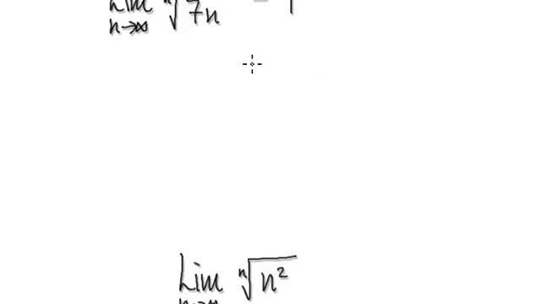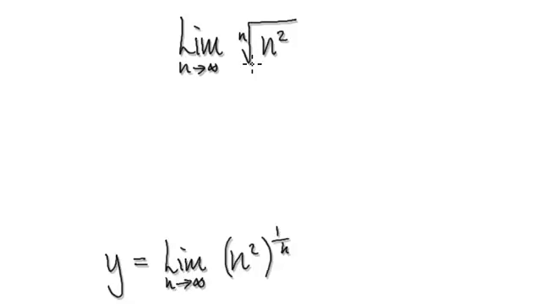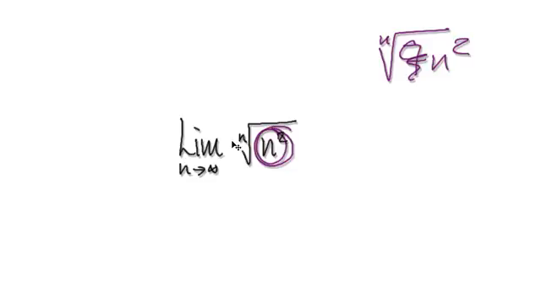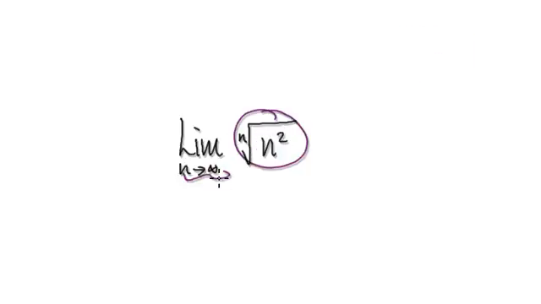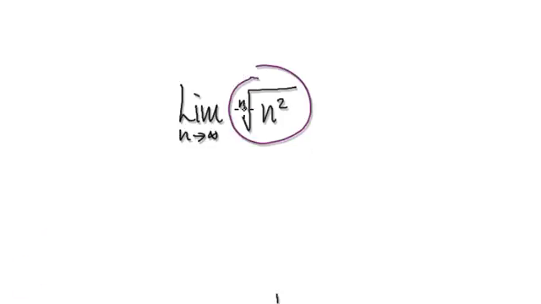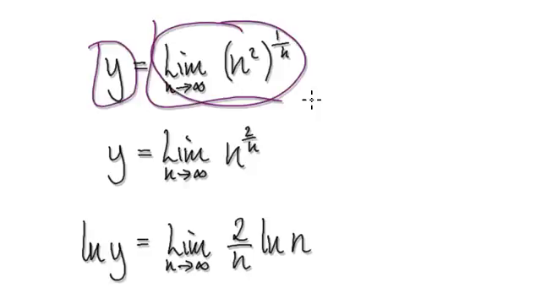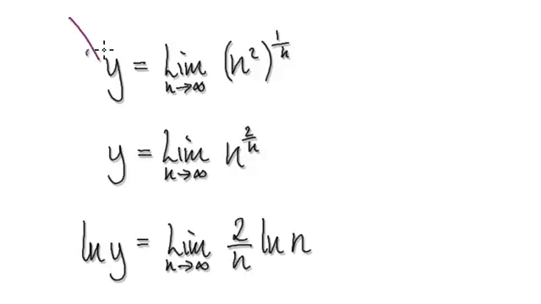Okay. So next question. Now similar to the previous question, but now it's n squared. Before it was the nth root of 7n. Now we've got n squared. Work out the limit of this as n tends to infinity. So press pause and have a go. Okay, so to do this, rewrite it as this, and then let y be this thing here, and it is the y that we're after. So we're going to try and work out y.